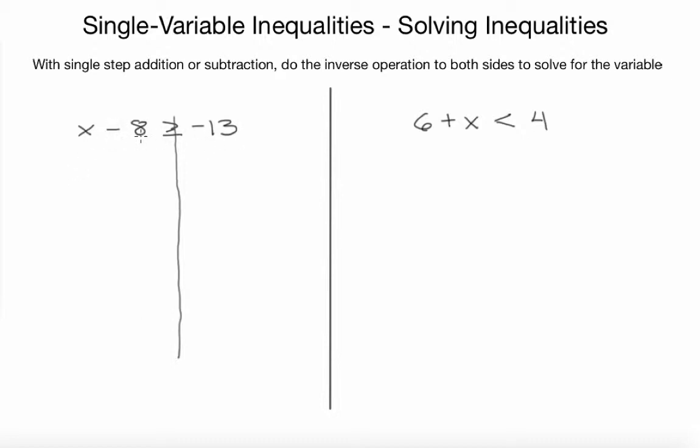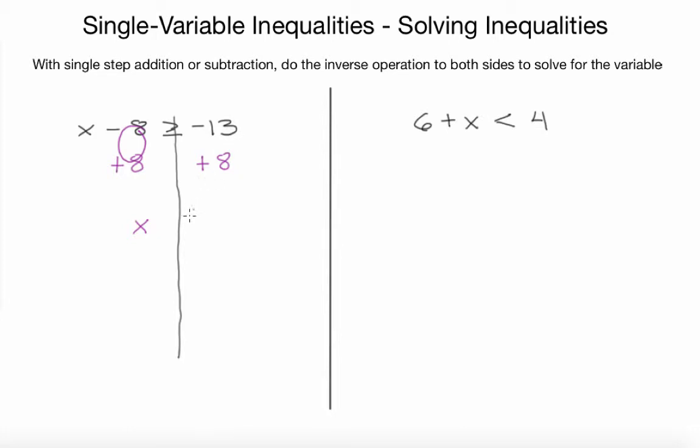So the inverse operation here is I have minus 8. The inverse is going to be to add 8. If I don't want that 8 anymore, negative 8 plus 8, they both turn into 0. They're opposites of each other, and I'm just left with x. But if I do it to one side, to keep my inequality the same, I need to add 8 to the other side as well. So that's where the inverse operation on both sides of the inequality.